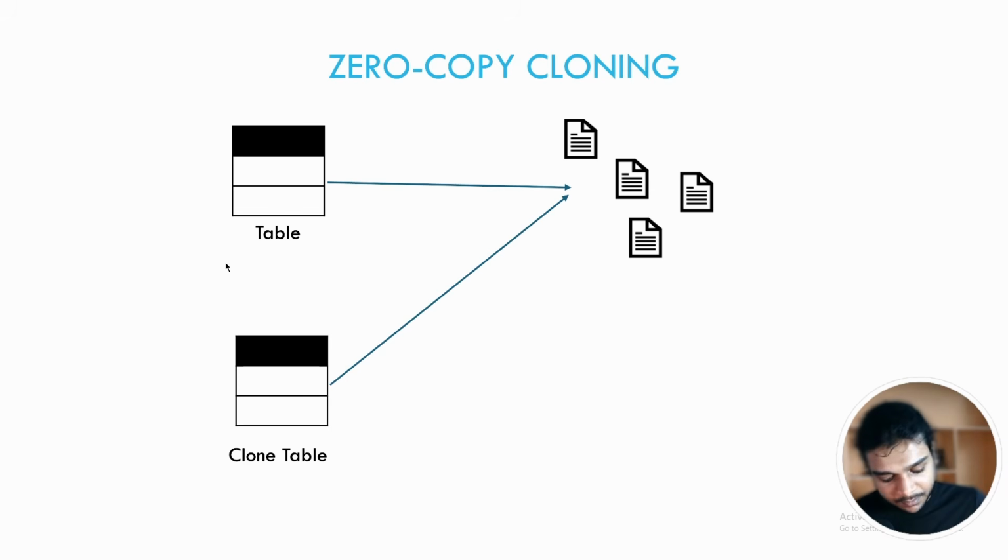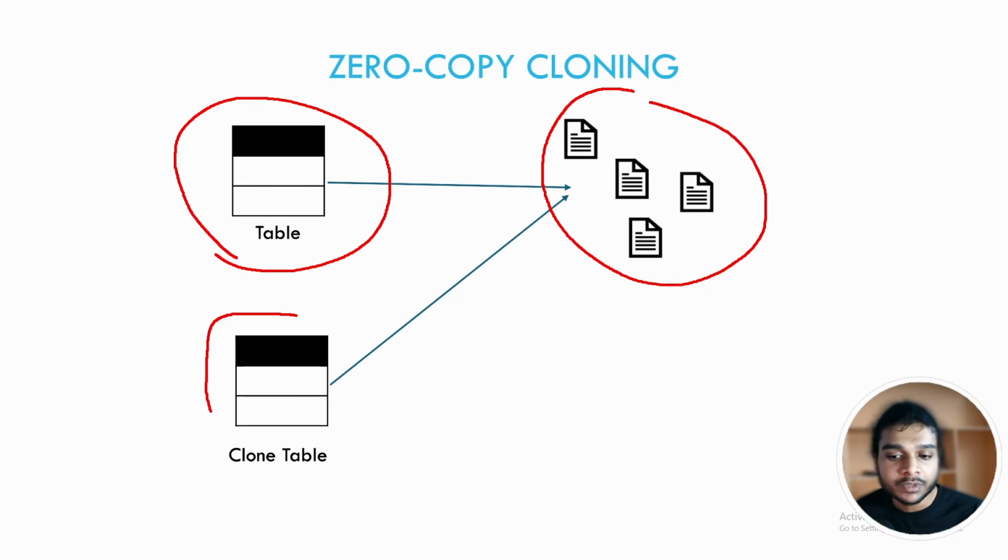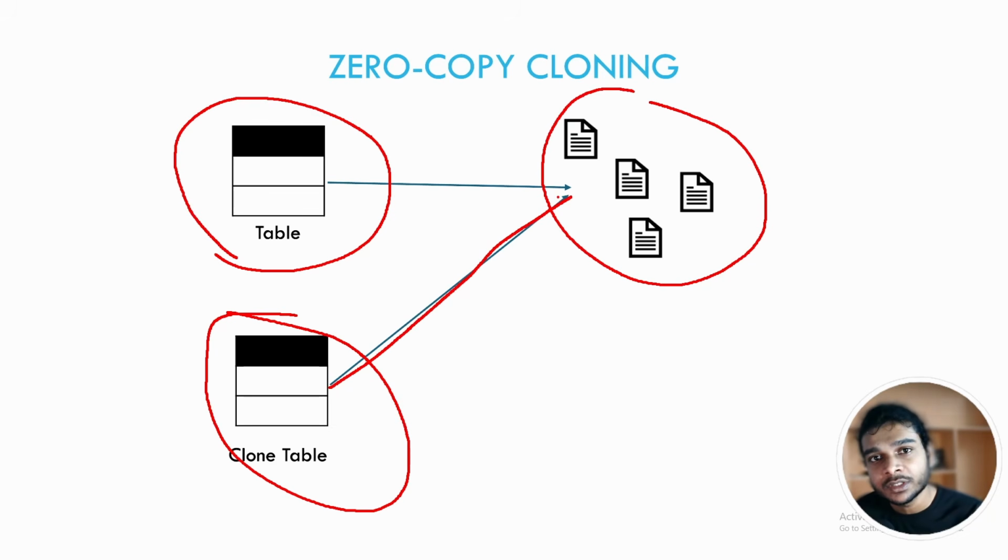Let's say this is the table that you copied, and this is the data storage that the table used. If you clone that table into a new table, you don't create another storage. You don't duplicate the storage. It only duplicates the table, but this clone table will still point to the same data storage. So when you clone the table, the storage usage will not get doubled, because it still points to the same storage, but with a different table.